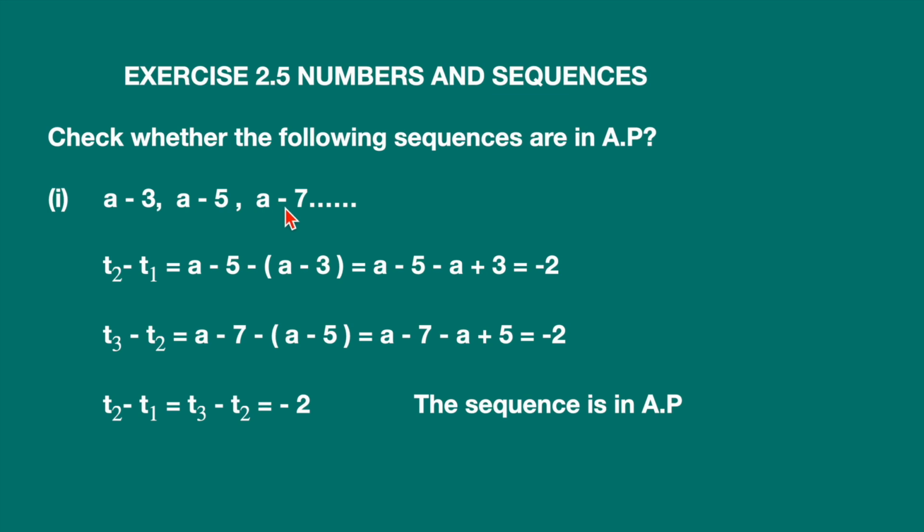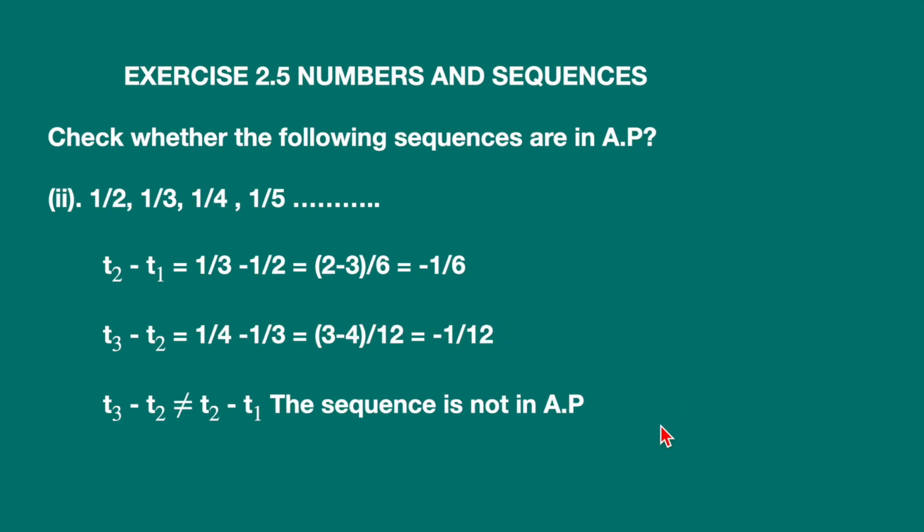Now let us do T3 minus T2. Be careful, T2. Do not subtract T1. It should always be the next lower term. So T3 minus T2: A minus 7 minus (A minus 5). Simplify, you get minus 2. So the common difference is the same, it's equal. Therefore, it is an AP.